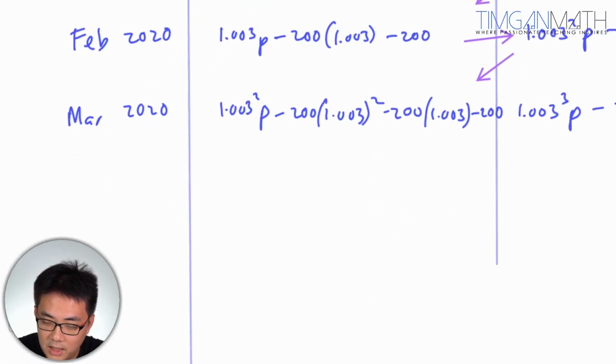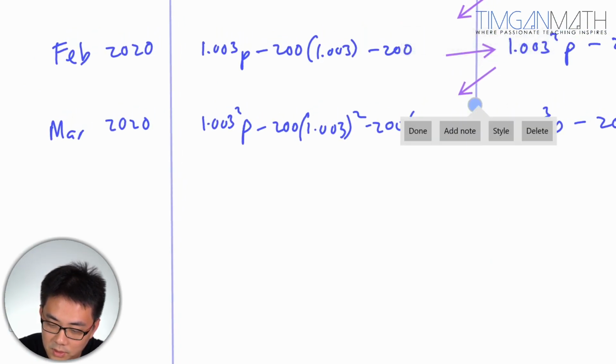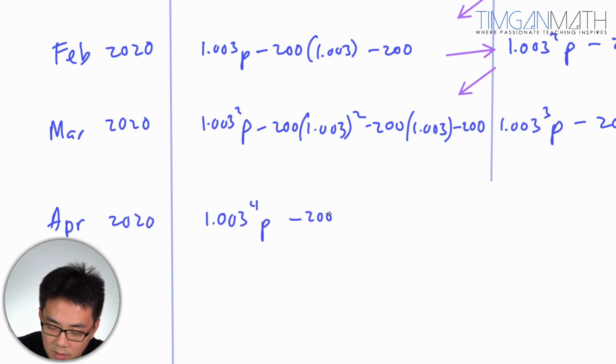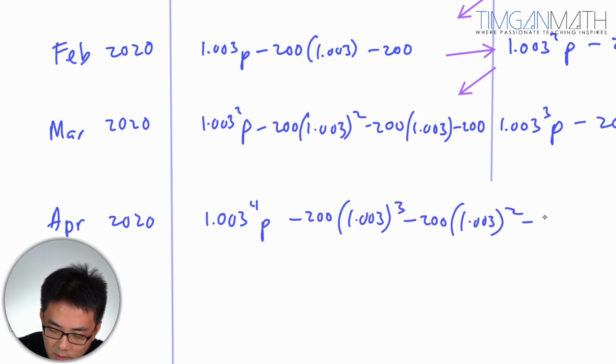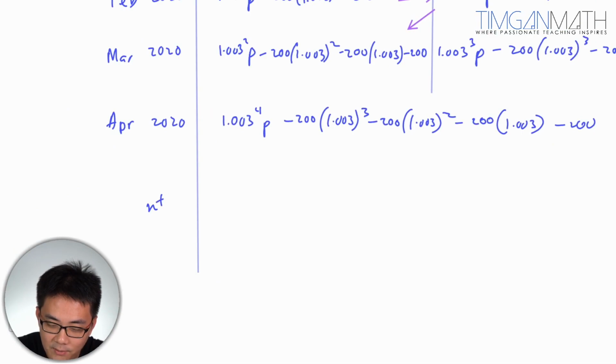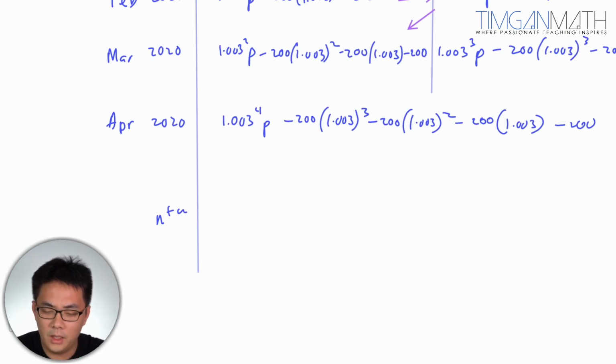Okay, we have done this many times in our class, so this is pattern recognition, right? So I'm going to just put this here. Let's say this is April 2020, this is 1.003 to the power 4 p minus 200, 1.003 cube minus 200, 1.003 square minus 200, 1.003, is it minus 200? Okay, so it's 1, 2, 3, 1, 2, 3, 4. Okay, great. So I'm going to find the nth month, the last, at the start here, because that will be the easiest way.